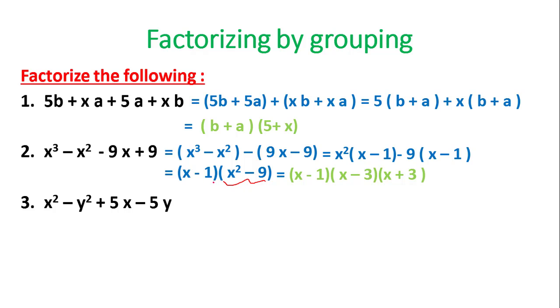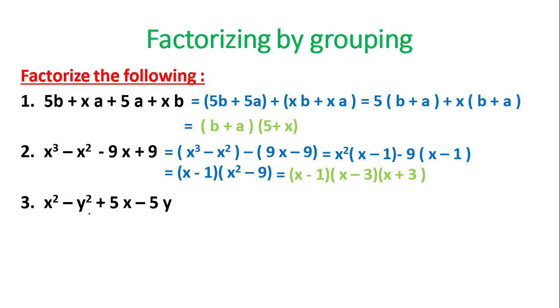So now I have x minus 1 times here. A difference between 2 squares is the difference of any 2 quantities squared, which equals the difference between the 2 quantities times the summation of the 2 quantities. So x power 2 minus 9 is x minus 3 times x plus 3. Okay, let's move to number 3.